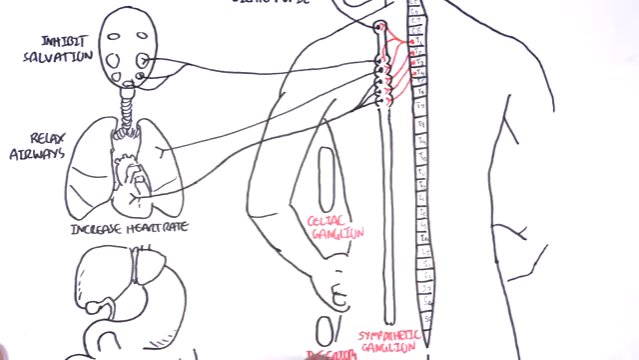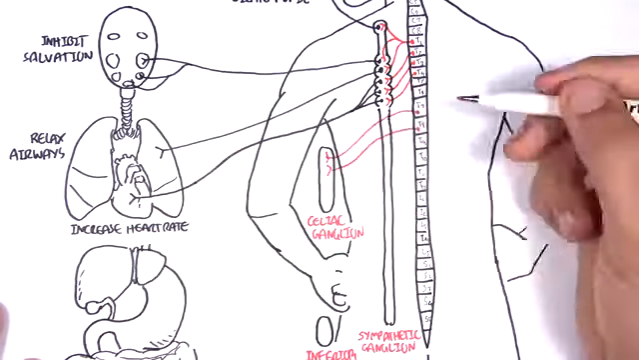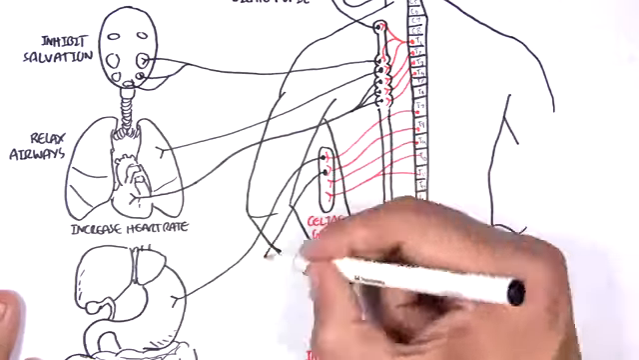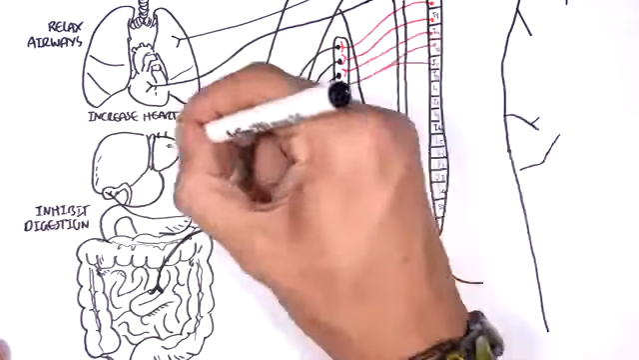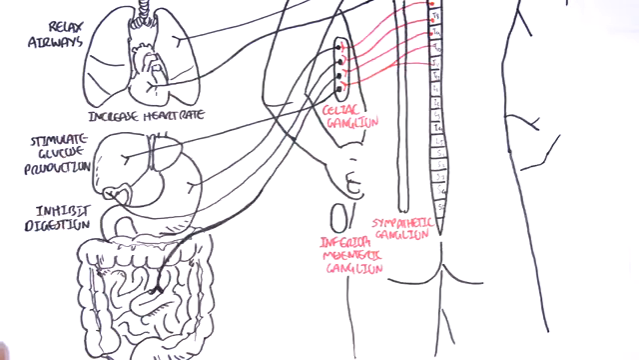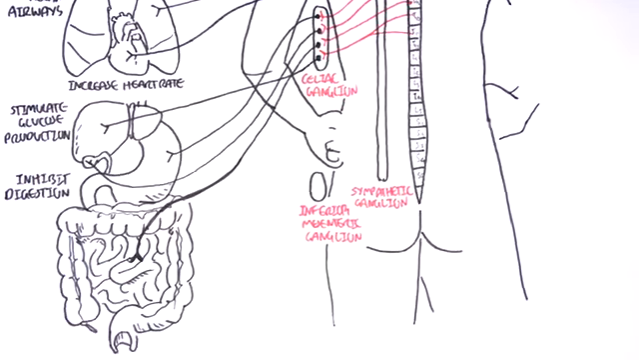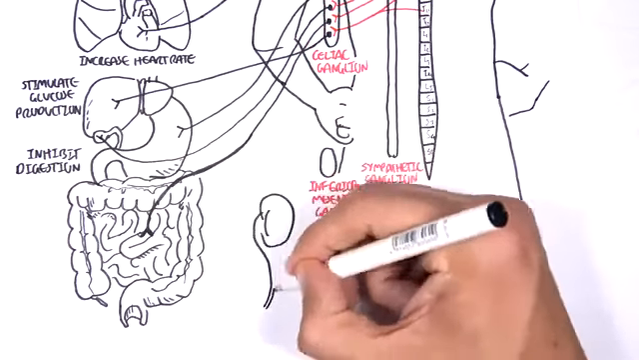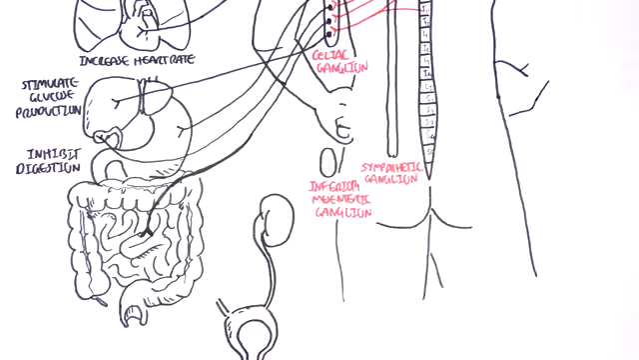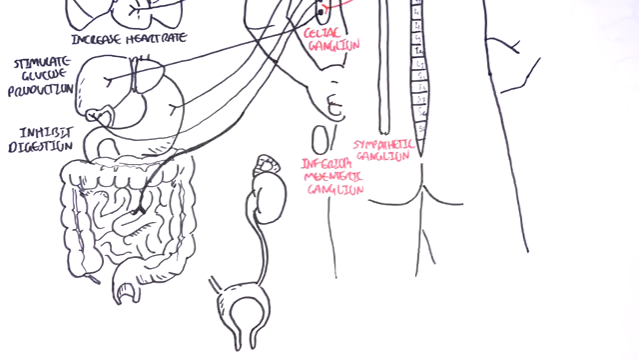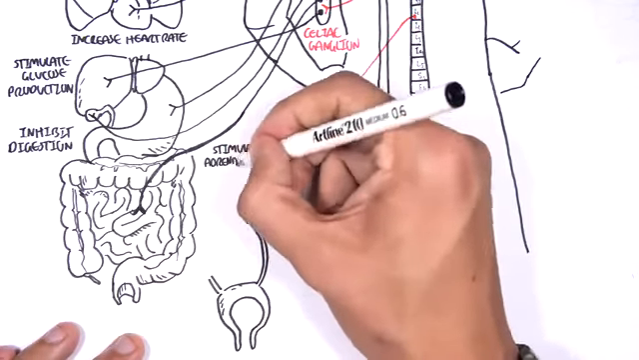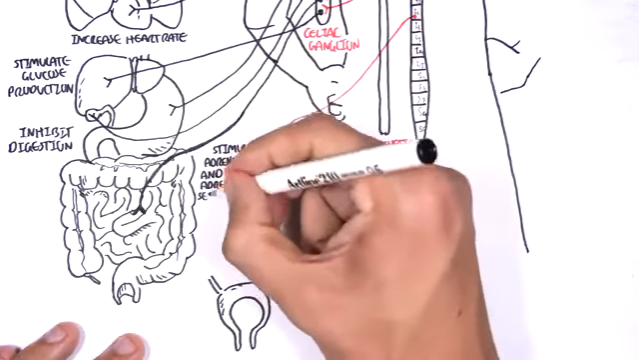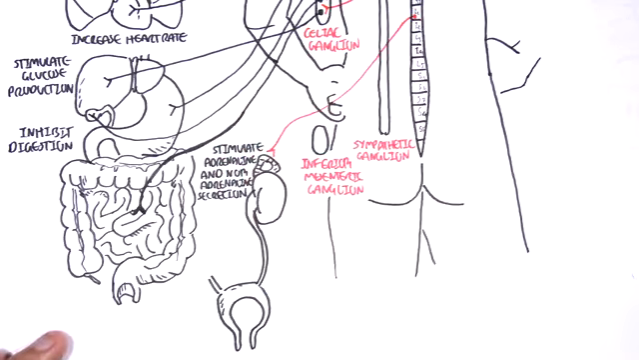Preganglionic neurons that will target the abdominal cavity will synapse in the celiac ganglion. And these postganglionic neurons will then target the digestive organs to inhibit digestion. It will target the liver to stimulate glucose production. And then neurons arising from the lumbar segment of the spinal cord will target the adrenal glands and will stimulate adrenaline and noradrenaline production. And this will promote sympathetic activity.